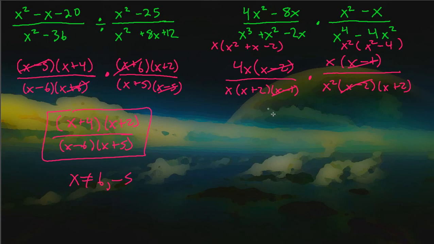Now I'll do top times top, bottom times bottom. So I get 4x squared all over. Now I'll get x times x squared is x cubed, and then I have x plus 2. I have 2 of them, so x plus 2 squared. Now, I'm not done. I see these, so quotient rule applies.